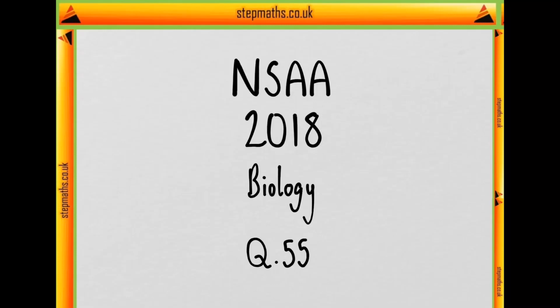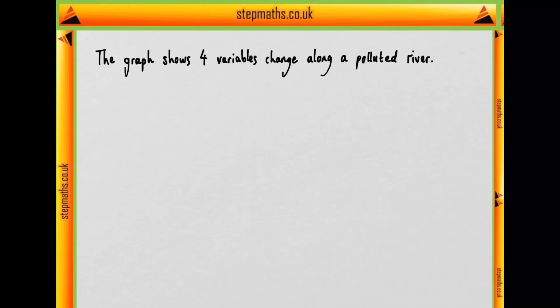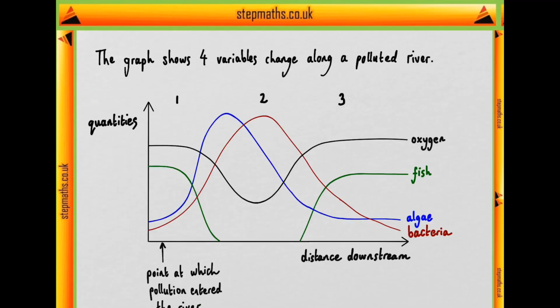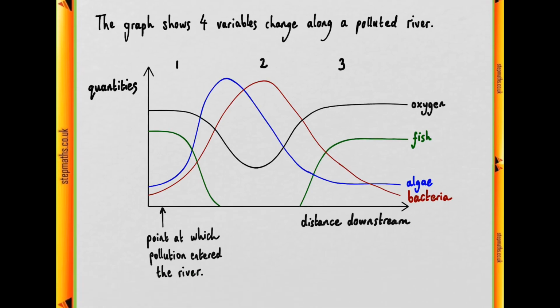This is question 55 of the biology section from the 2018 NSAA paper. In this question, we're told that we have a graph here which shows how 4 variables change along with distance down a river after we have a source of pollution which has entered the river. So we have our quantities of these 4 variables, the oxygen level, the level of fish, algae and bacteria, and we have distance downstream. Before we go any further, let's have a look at what seems to be happening here.